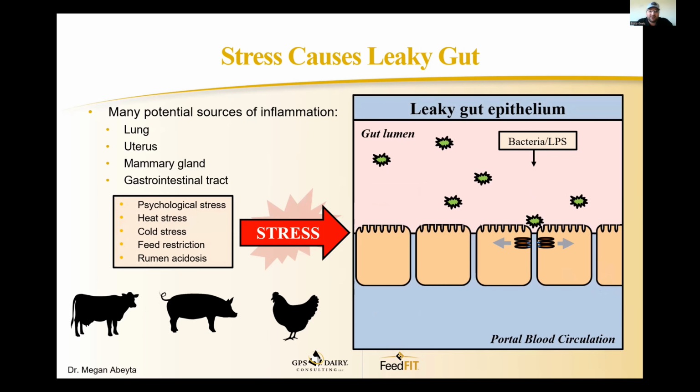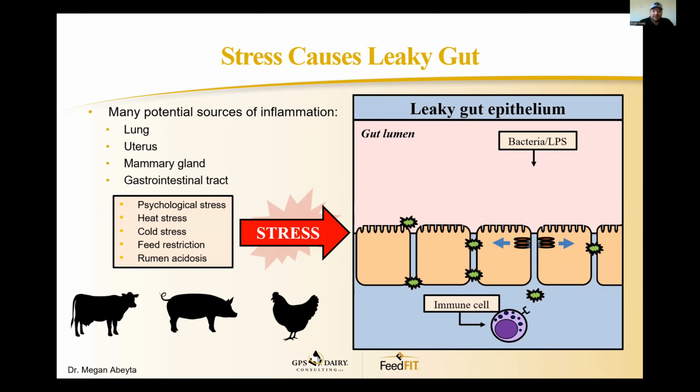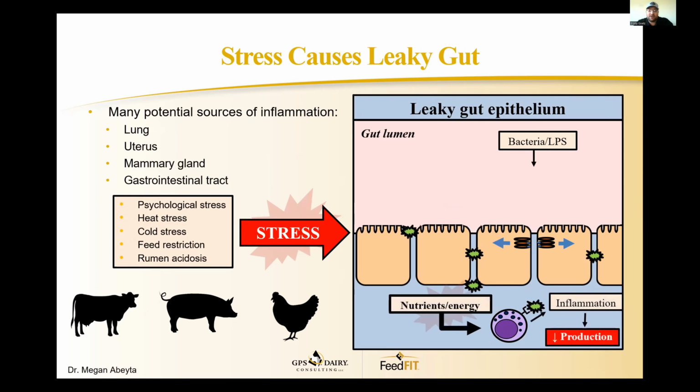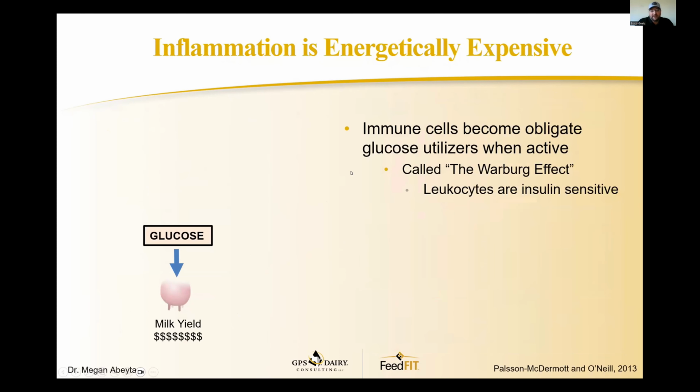And now when we have that stress event, we see that these tight junctions open up. In addition, these bacteria and mycotoxins are able to infiltrate into the portal bloodstream and activate the immune cell there. And that activated immune cell causes inflammation. And now that inflammation is what's energetically expensive. These nutrients and energy that were normally going to go to production are now going to fight that inflammation or that infection. And inflammation is energetically expensive.